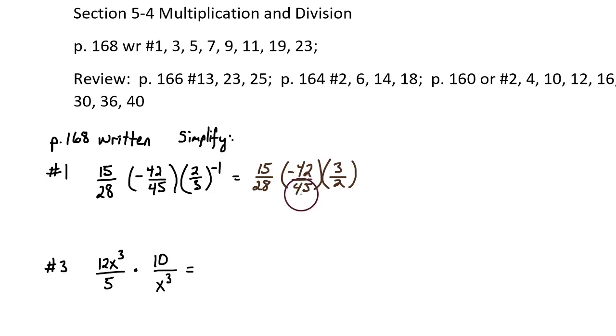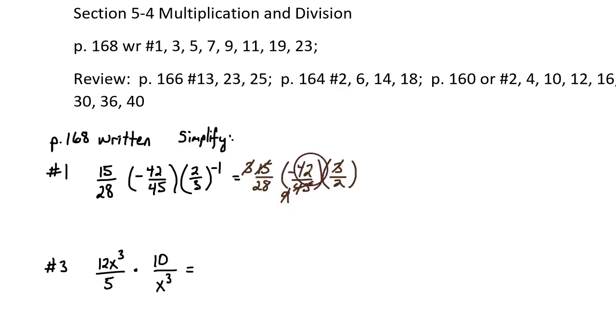15 and 45 both divide by 5. 15 divides by 5, leaving 3. 45 divides by 5, leaving 9. Notice in the top there's a 3 and there's another 3. This 3 times this 3 is 9, and there's a 9 in the bottom. So using both of these 3's together is enough to cancel the 9, and that just leaves a 1.